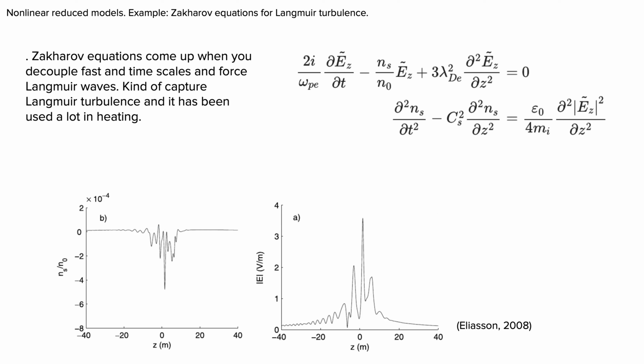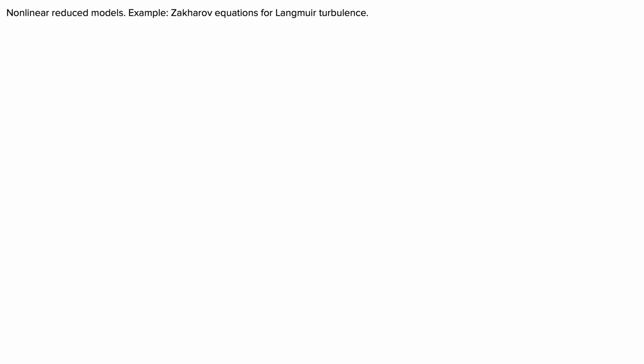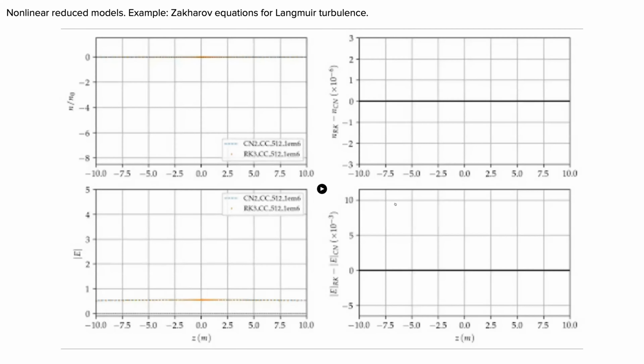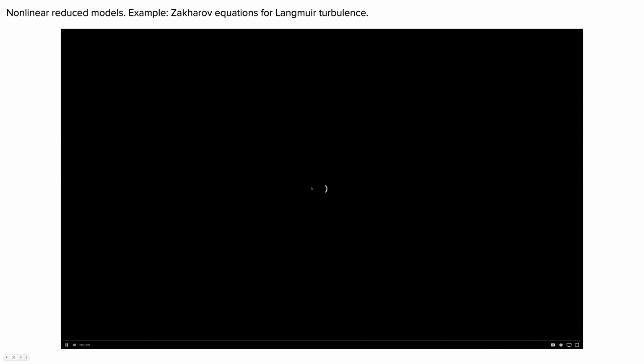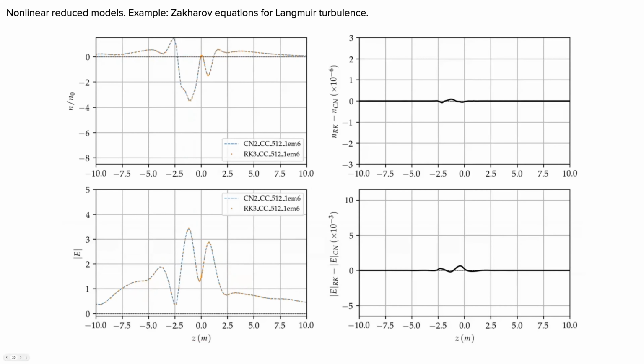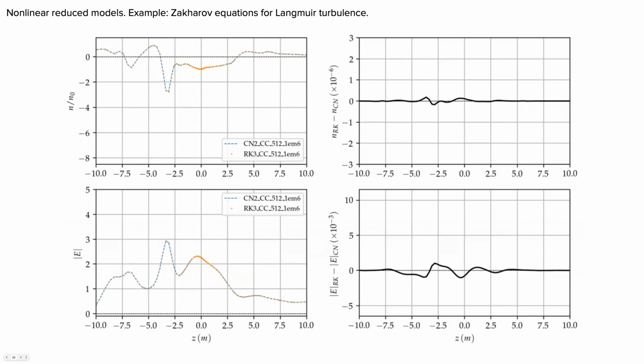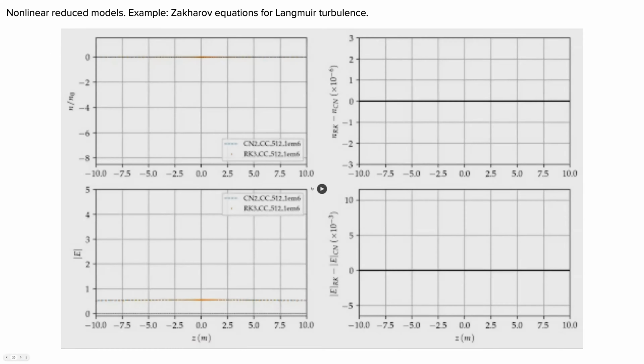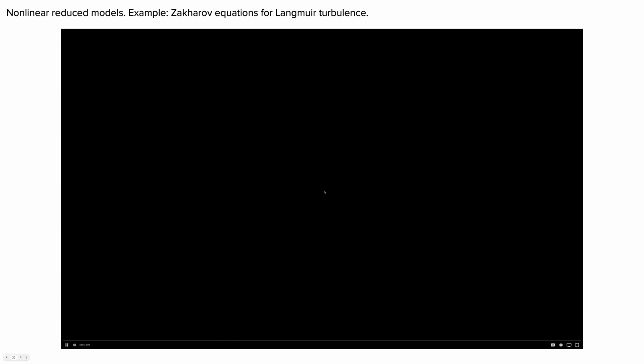Here I'm showing some examples of what you should get if you solve this correctly. In this paper, I think they use finite volume discretizations, if I remember correctly. Now what I'm going to show is how this looks in Daedalus, with two different time steppers, Crank-Nicolson and Runge-Kutta. You see that the evolution is very similar in both cases. The density and the electric field are very similar to what I showed from the paper.